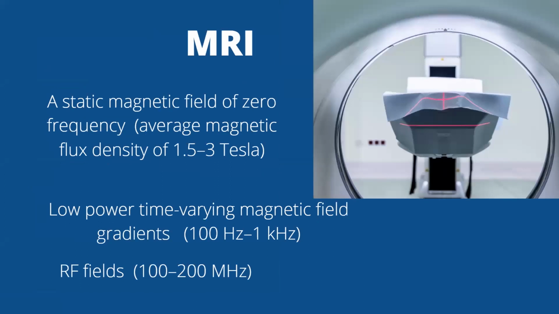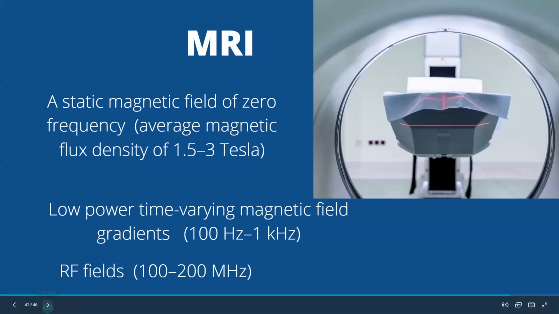There are three parts which are necessary for magnetic resonance imaging. The first is a static magnetic field of zero frequency, with a flux density of 1.5 to 3 Tesla. Then we have a low power time-varying magnetic field gradient, and we have the RF field. These three fields are necessary for MRI.